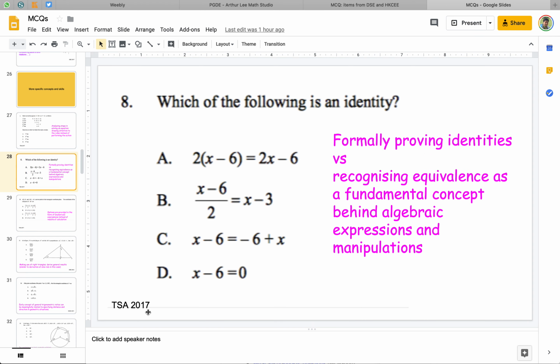Another one, also from the TSA. This one requires the students to compare the expressions and quickly find out which ones are equivalent. So it is different from formal proof of identity. It does not require very detailed steps in proving identity, but it emphasizes the very fundamental concepts of equivalence and understanding intuitively how the expressions can be transformed.